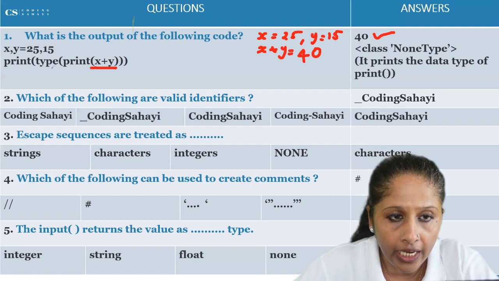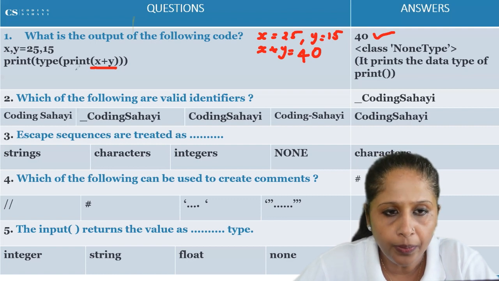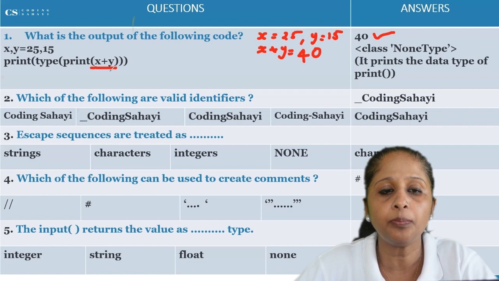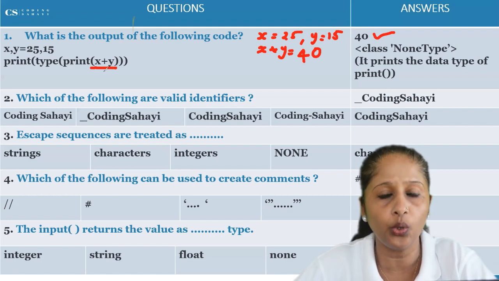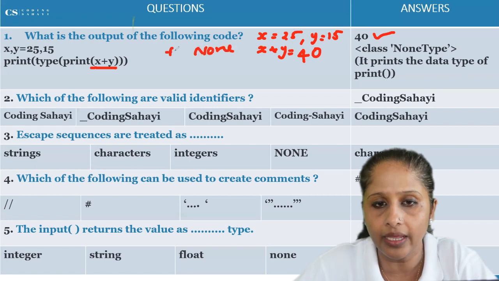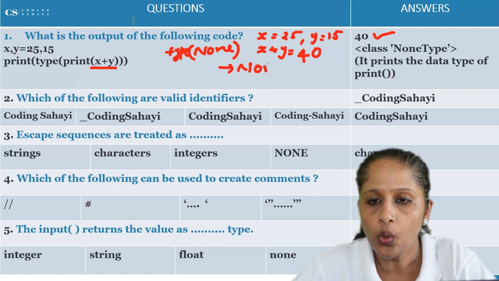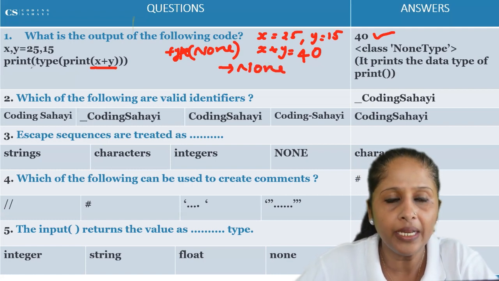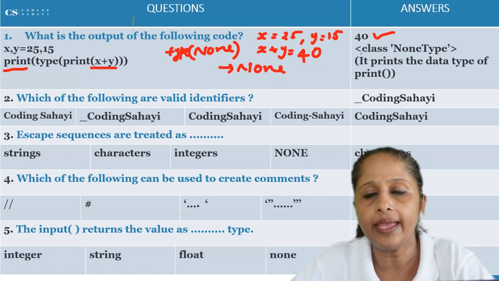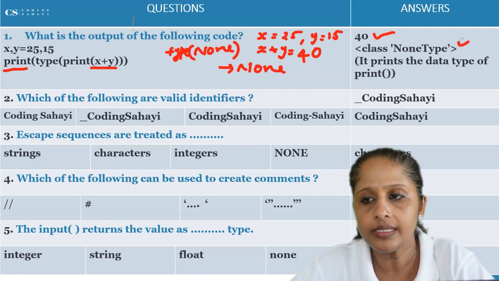Then we have type of print of x plus y. Here print of x plus y returns a None value. Actually it prints the value in the console, so it is not returning any value. That means it is None. Type of None is again NoneType. So that will be printed by the outer print statement. Here we get the answer class NoneType. This will be the output for this question.